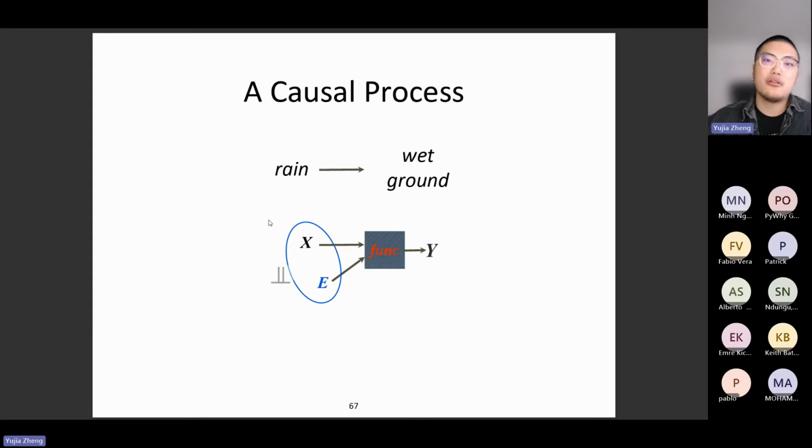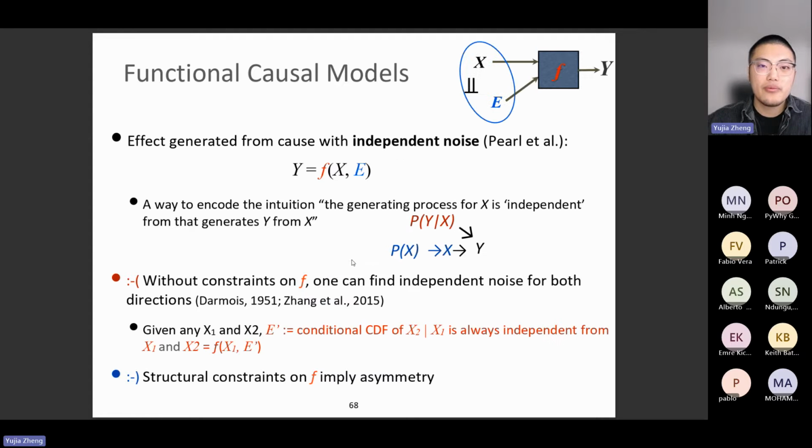So here we have the causal process, like X causing Y. A very basic principle in the structural causal model is that we always have independent noise, which means that the exogenous noise of that causal mechanism is always independent of the cause X. So that's called independent noise. Our way to encode this intuition is that P(Y | X) is always independent of P(X).